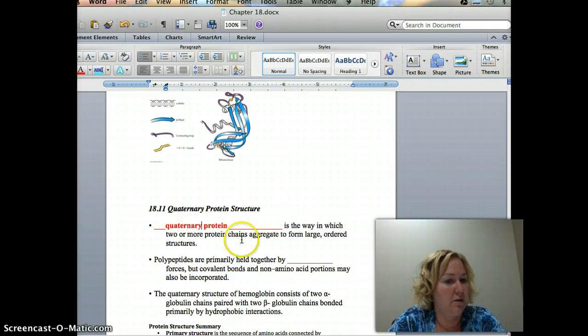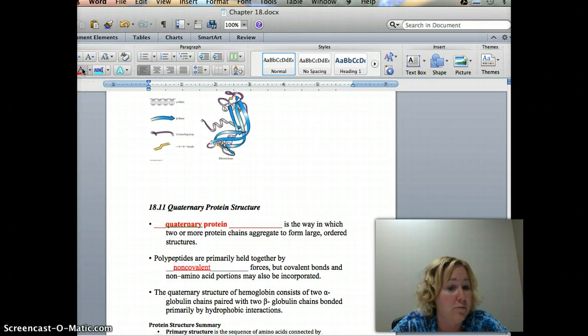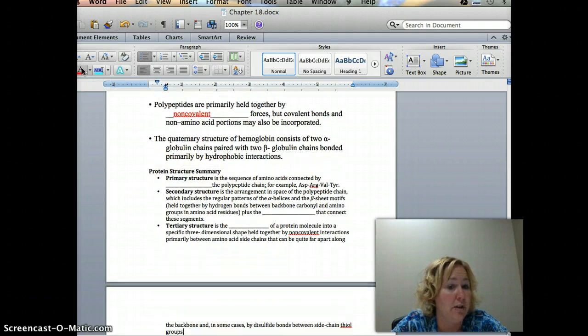Quaternary protein structure is the way in which, so now we're on to quaternary, the fourth stage, polypeptides are held together by non-covalent forces. You want to be able to pull these things apart if you need to. So they are primarily held together by non-covalent forces. However, covalent forces and non-amino acid portions are also incorporated into the whole thing because this is a big deal. You're putting two things together.